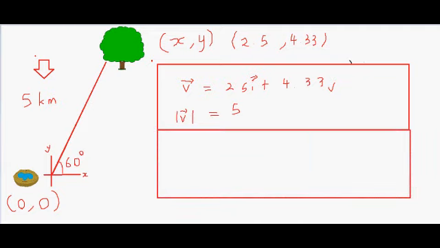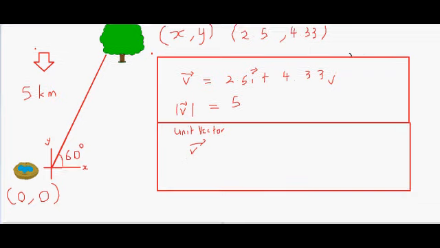Now, another interesting point to learn is to get the unit vector, which is the direction of the vector with a magnitude of 1. It's quite simple. If you already have the vector and the magnitude, it's just the vector over the magnitude. So the vector that we got is 2.5i plus 4.33j, and we just divide it by the magnitude, which is 5. So that's how you get a unit vector.